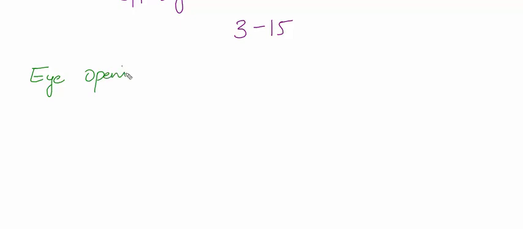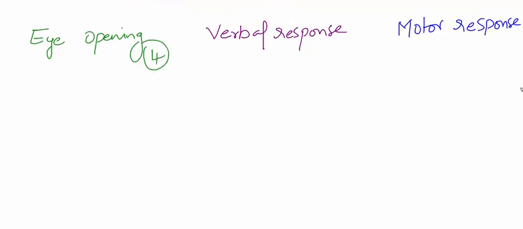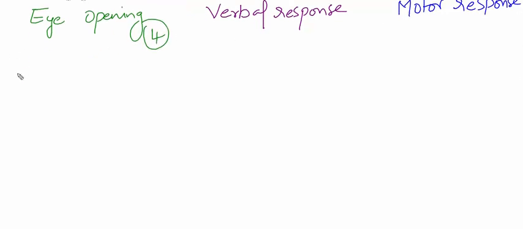One is the eye opening response, another is the verbal response, and the other one is the motor response. So eye opening will have a score of 1 to 4, and it includes 4 components.